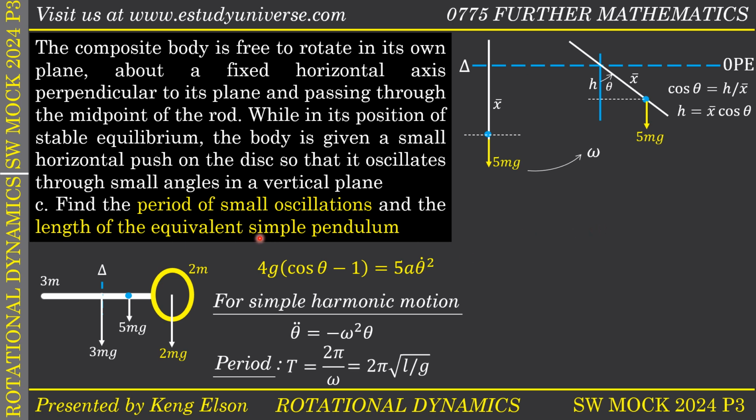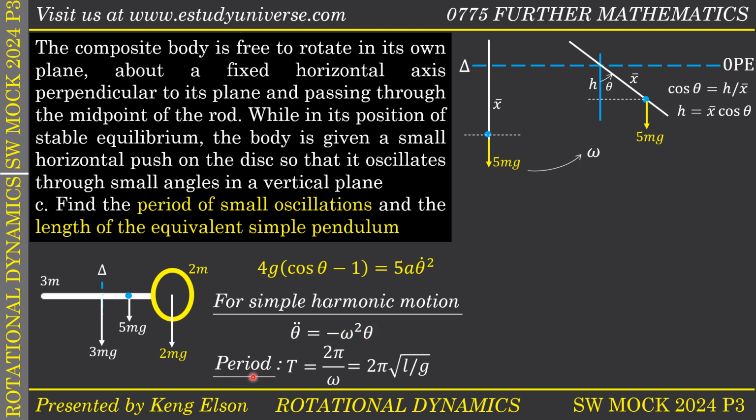Okay, now the last question says we should find the period of oscillations and the length of the equivalent simple pendulum. So this is the previous proof we have. Now for simple harmonic motion, we know that the acceleration is defined by theta double dot equal to negative omega squared times theta. Theta double dot is the angular acceleration, theta is the angular displacement, omega is the angular velocity. So this is the relationship that we are going to use.